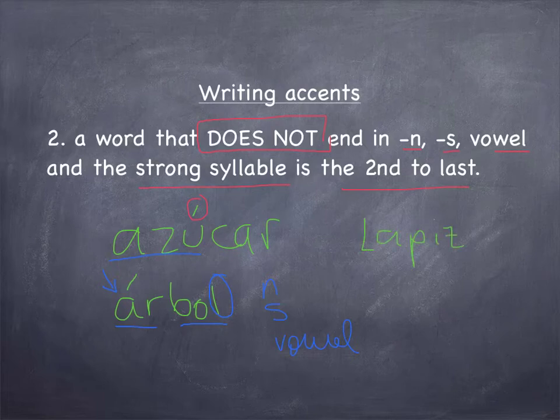Same thing. Where do you think the accent should go? In the I or in the A? Well, if you said in the A, it's correct. Why? Because the word ends in a consonant, Z. Therefore, the strong syllable is this one, second to last. But because Z is different from N, S, and vowel, then you mark an accent.